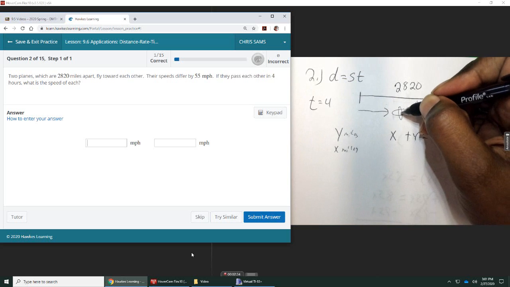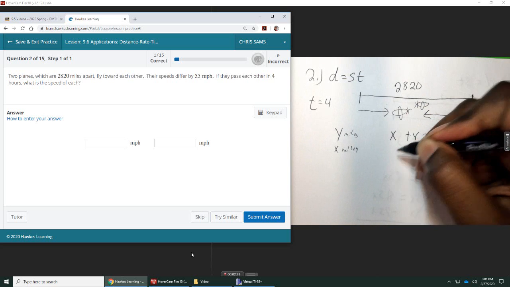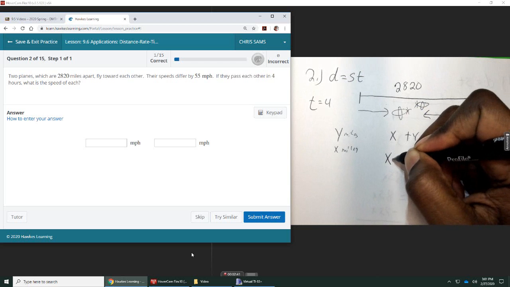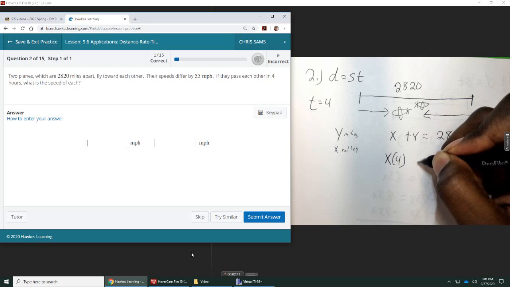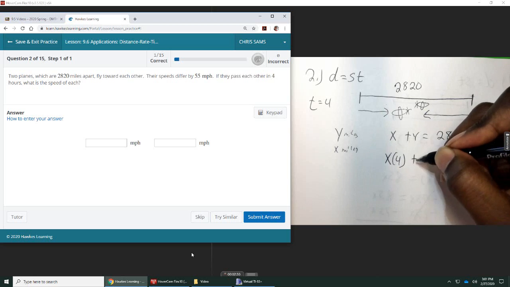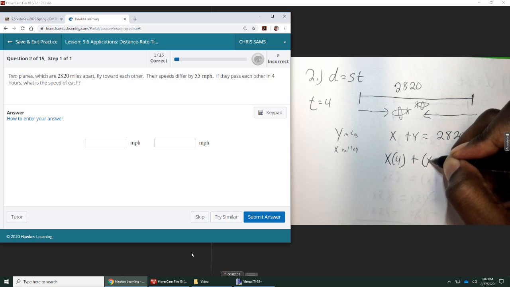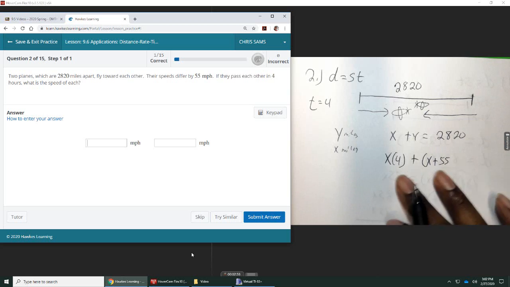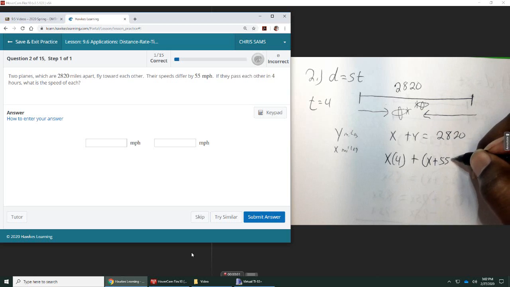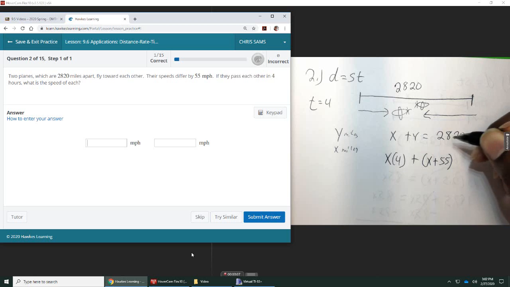And the way that we find the distance, the miles, is speed times time. So one plane, we'll just say his speed is x miles per hour, times 4 hours, plus the other plane. It says their difference is 55, so I'm going to say x plus 55. You could also do minus 55. Either way, you'll get the same two numbers. So one is going 55 miles per hour faster, and we multiply that by 4 hours of driving, and the total distance the two planes traveled is 2,820.